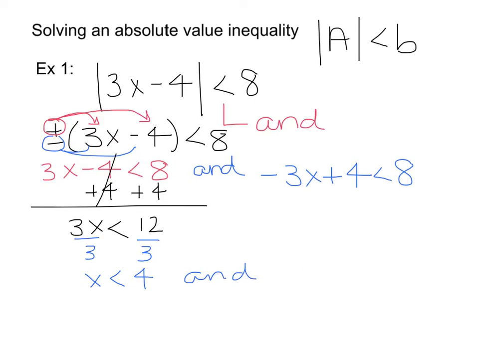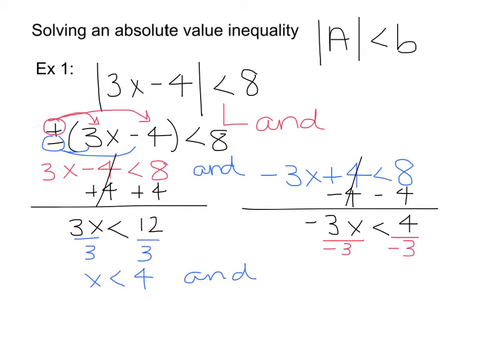And then let's start with the inequality on the right-hand side. Subtract 4. So negative 3x is less than 4. Don't forget, when you divide by a negative number, it switches your inequality so that it becomes greater than. And then you can leave it as negative 4/3, or if you like this as a decimal, you could write the decimal as negative 1.3 repeating.